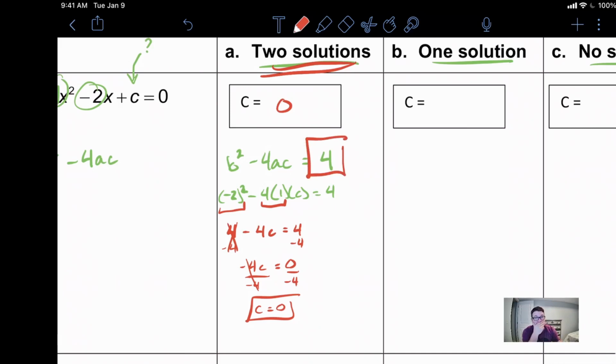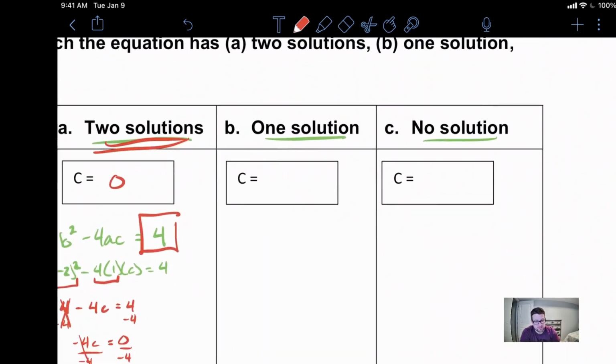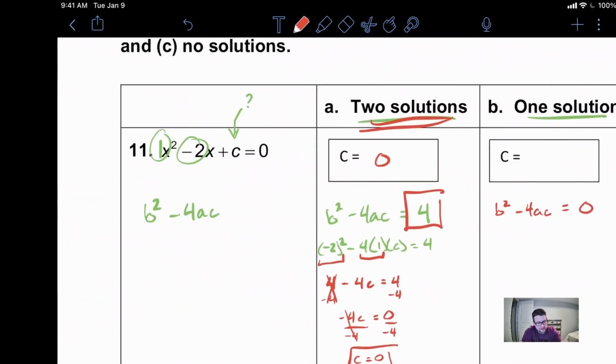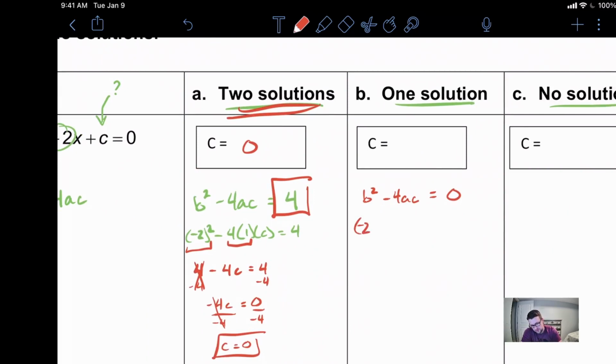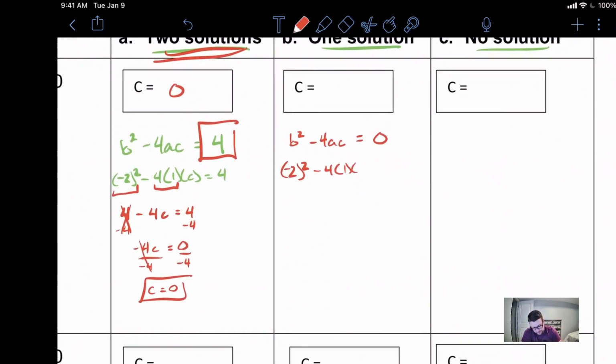Let's do that again now, but now we're going to do it for 1 solution. So remember, for 1 solution, the discriminant needs to end up being equal to 0. So we want to set up our discriminant formula, b squared minus 4ac, and this time we want to say equals 0. That's the only way we get 1 solution, is if it equals 0. Now we want to plug in our values. So b was -2, so we'll have -2 squared minus 4 times a, which was 1, times c, which we don't know what that is yet. That's what we're trying to find.